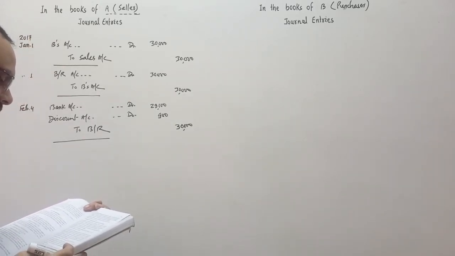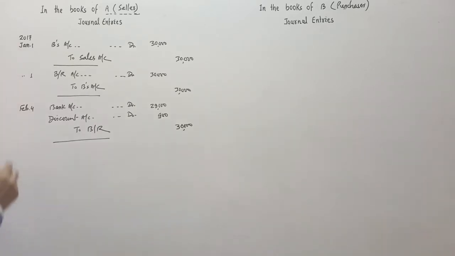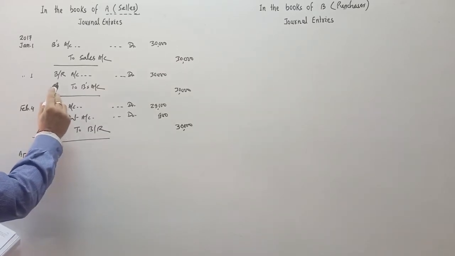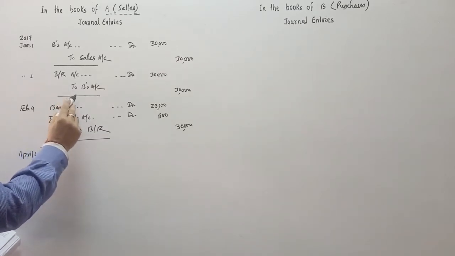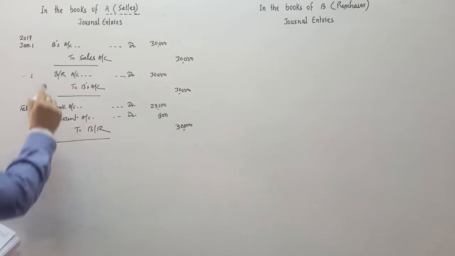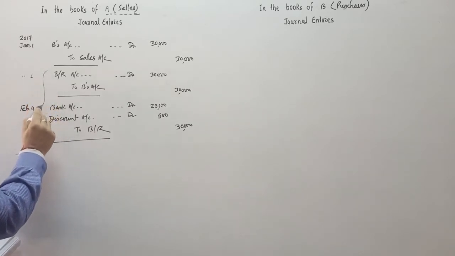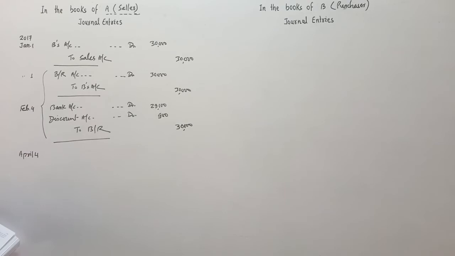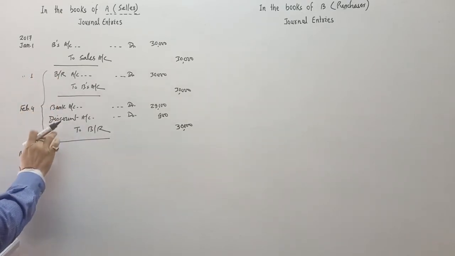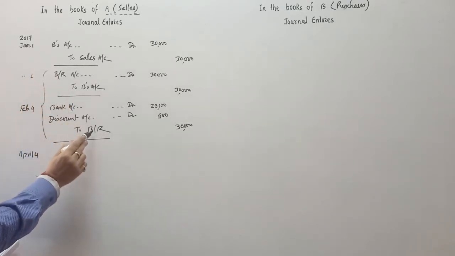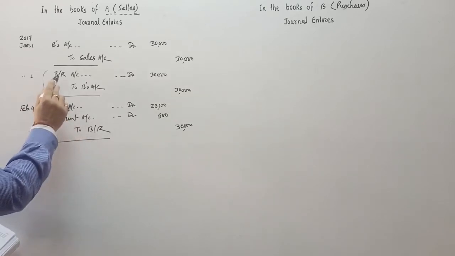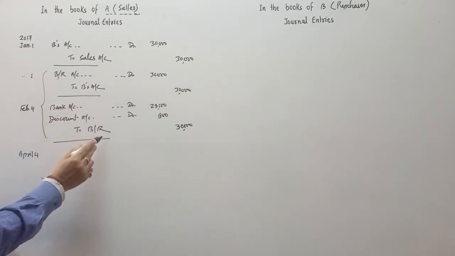The acceptance is dishonored on the due date. This means on April 4, this bill is dishonored. So what will we do? We'll cancel these 2 entries: the entry of this bill and the entry when the bill is discounted. So bills receivable is debit and bills receivable is credit by 30,000, so it is already cancelled.